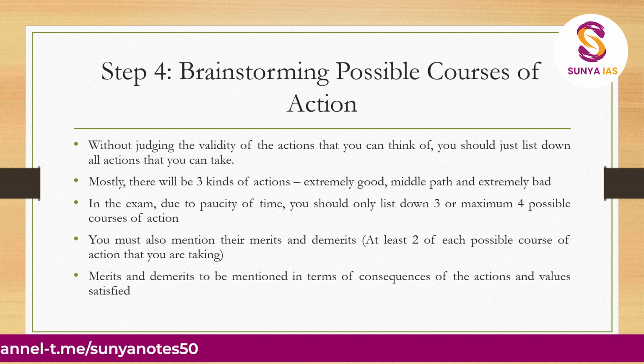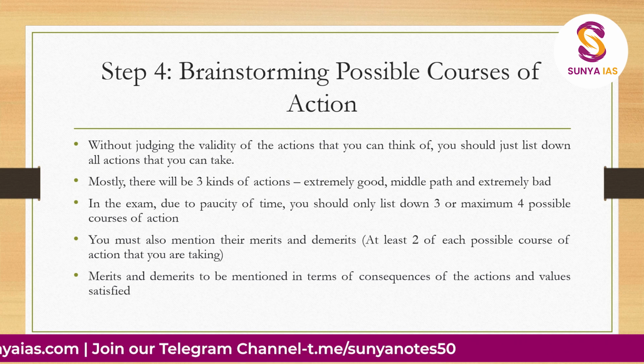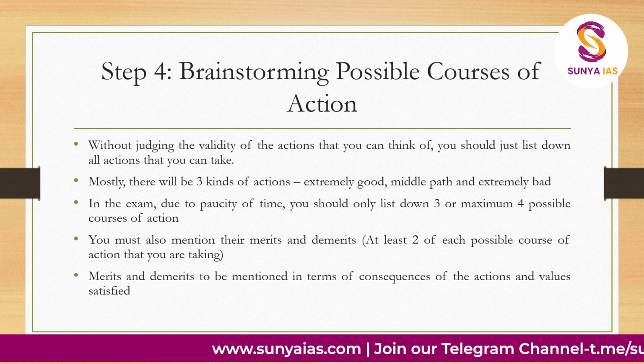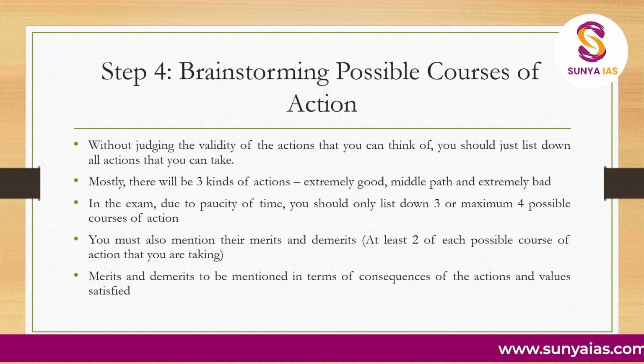So in terms of value satisfied, let's say you can write that you won't feel cognitive dissonance, or you won't feel guilty if you do not do something which is corrupt, right? So this is a value that you are satisfying. In terms of actions, you can say that my promotion will be stopped if I don't do that corrupt thing, and my family needs will not be met. So you can mention merits and demerits in both terms, and it's good if you can mention both at the same time.